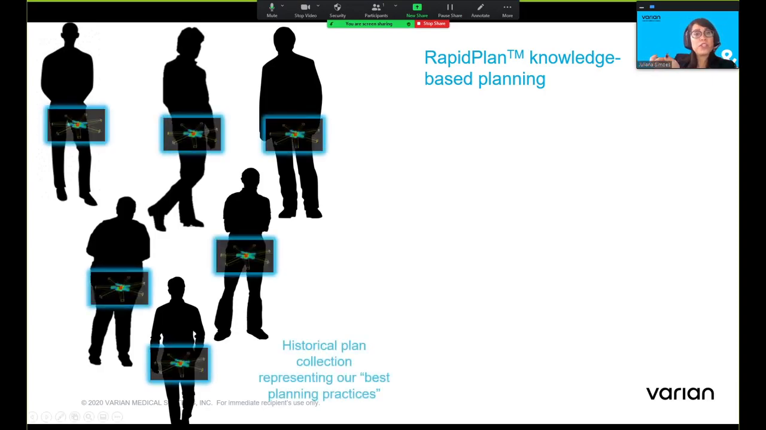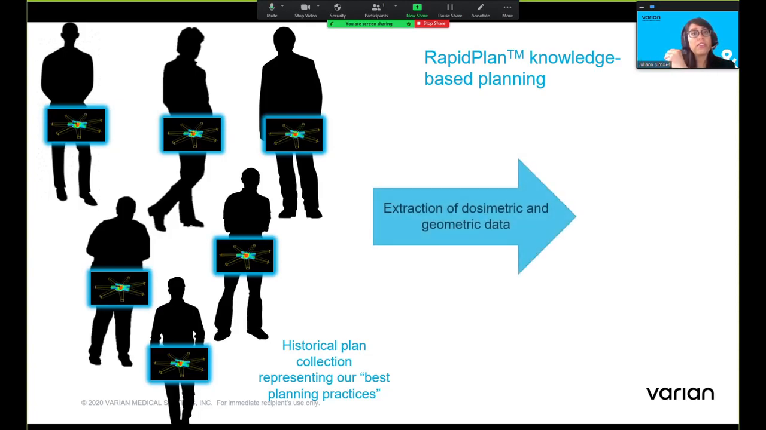When we use RapidPlan we will really get the plans, the historical plan collections that is stored away with your best plan practice, so that you discuss with the physicians, that you made decisions, that you made adjustments, that you spent hours creating. And now RapidPlan will gather the dosimetric and geometric data per plan and patient and put it back to our machine learning algorithm that will create models.